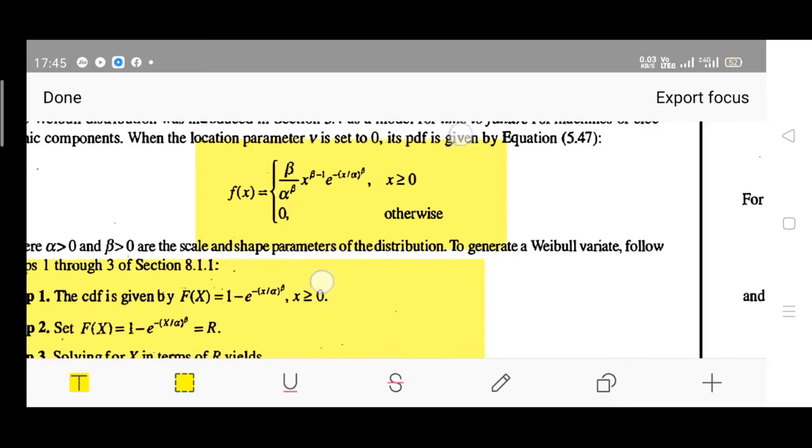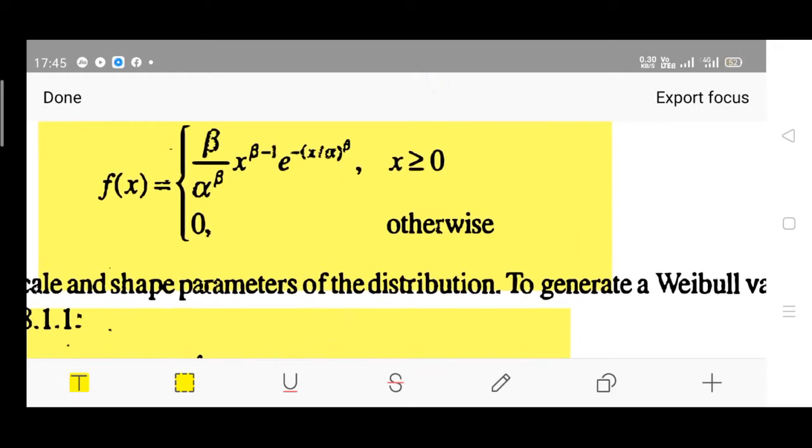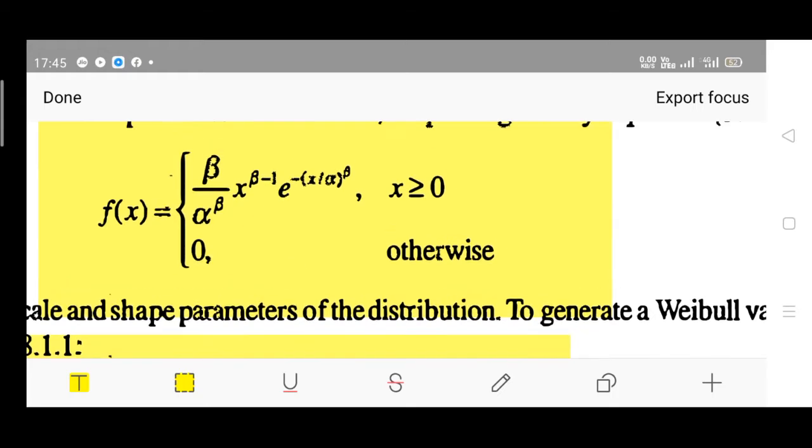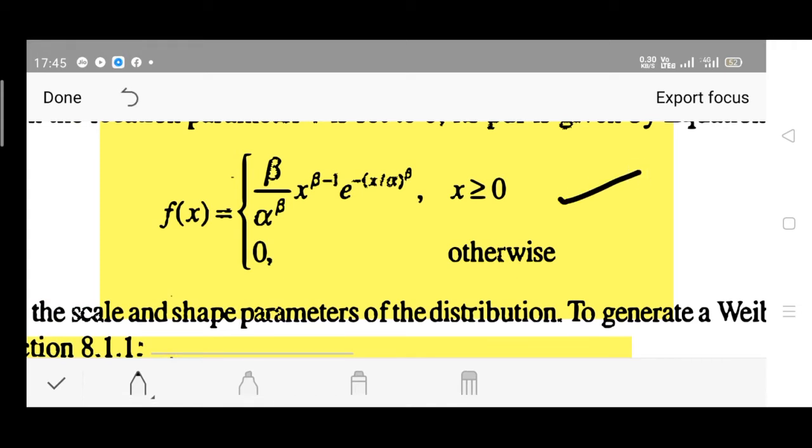As per the thesis, the probability density function for the Weibull distribution, f of x, equals beta divided by alpha to the ratio beta, into x to the power beta minus 1, multiplied by e to the power minus (x divided by alpha) to the whole power beta. Please go through the expression. That is for x greater than or equal to 0. If the value of x is negative, that is less than 0, the probability density function value remains 0.